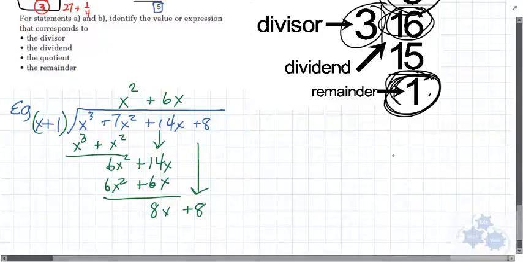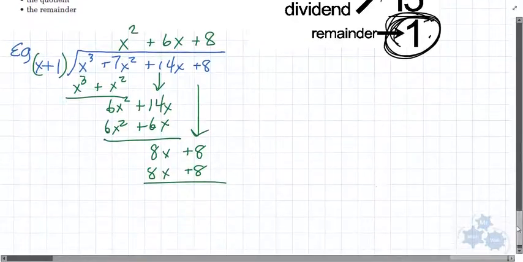And then you start again, and this is your last time through, I guess. So x times what would give you 8x? Well, 8. So 8 times x is 8x. 8 times 1 is 8. So we get this. And subtract, and you get 0. All right?